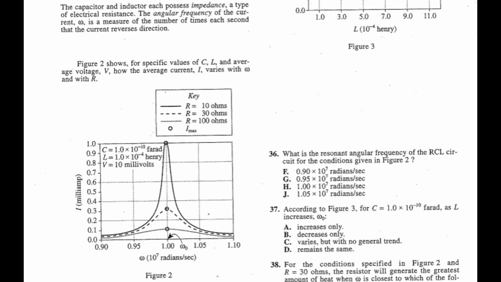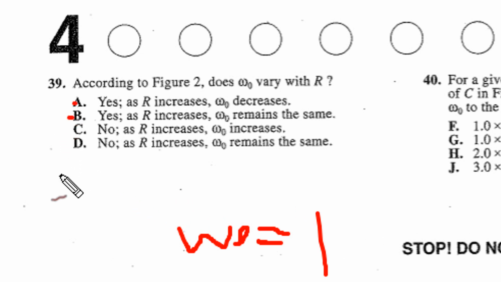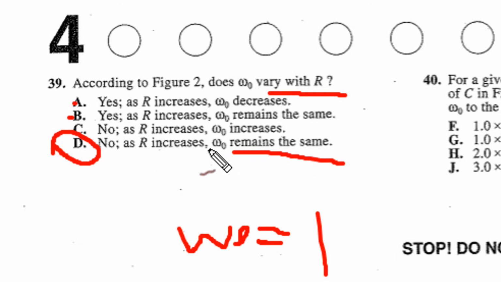When you look at your answer choices, you see our answer choice does not change. The value WO does not change. W sub O equals 0. So there's no change on that. All right? Because it stays the same. It's 1. The correct answer is going to be answer choice D. According to this, does it vary with R? No, it doesn't. It doesn't vary because it remains the same. WO remains the same. Classic, kids.